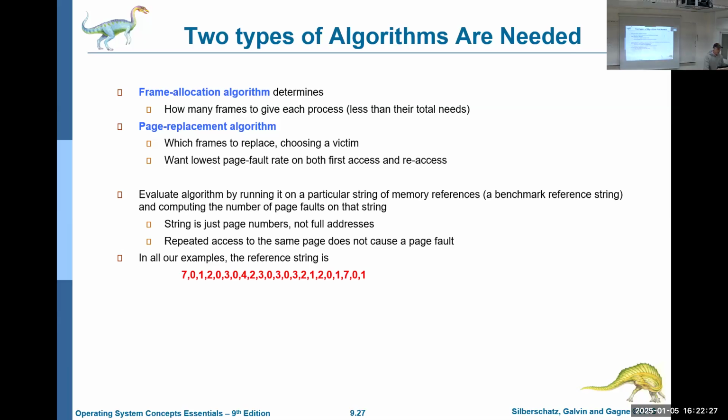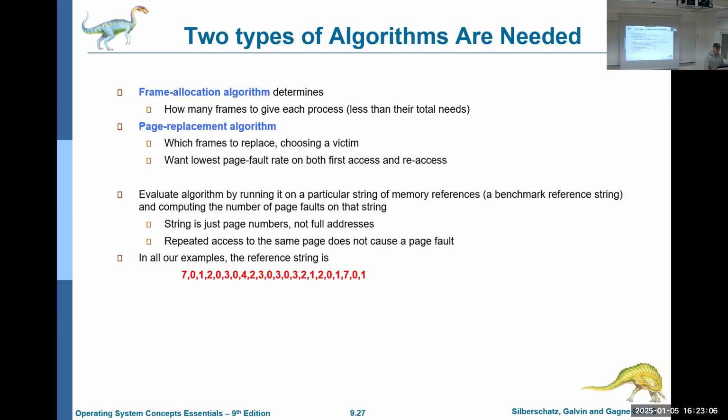Then there is the page replacement algorithm: which frames to replace, choosing a victim. We want the lowest page fault rate on both first access and re-access. In other words, we want to keep pages that we might need again. Evaluate an algorithm by running it on a particular string of memory references, a benchmark reference string, and computing the number of page faults on that string. In other words, if we request this page and this page and this page, what would be the number of page faults? And what would it be for another algorithm? So if we want to figure out the best algorithm, maybe we should do that.